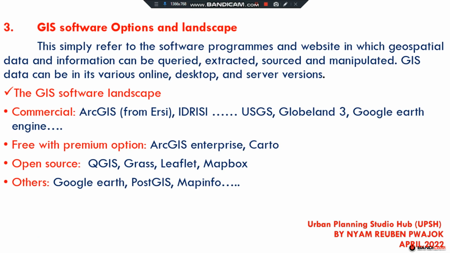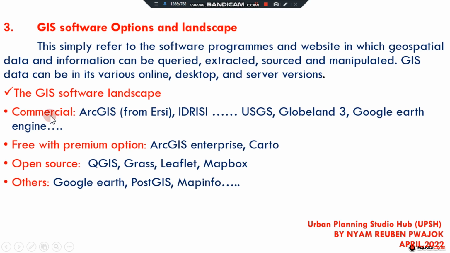Now there's also another confusion, complexity or ambiguity in understanding the GIS software options and landscape. This simply refers to the software programs and websites in which geospatial data and information can be queried, extracted, sourced and manipulated. GIS, geographical information system data, can be in various forms. We have platforms where you can source GIS data online. We have desktop formats such as QGIS, ArcMap and ArcGIS, and we also have server versions.